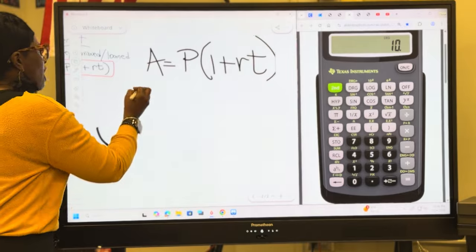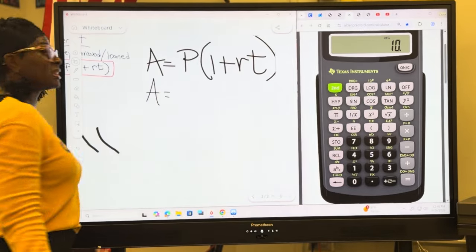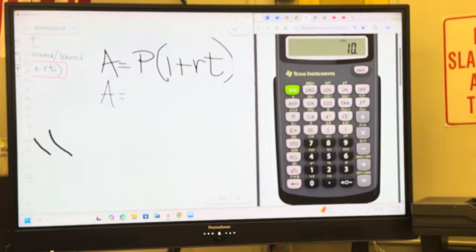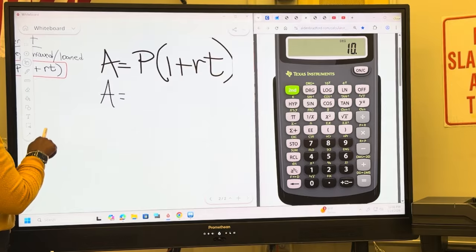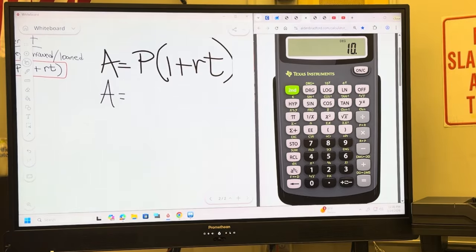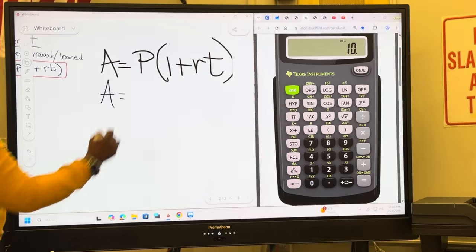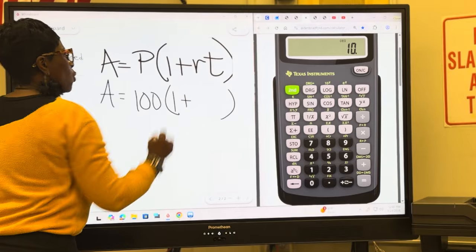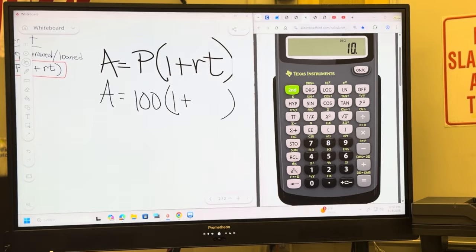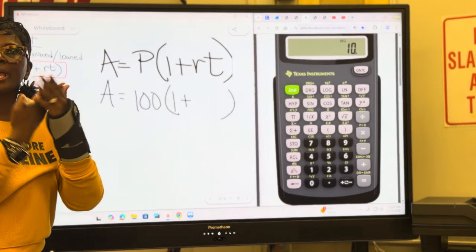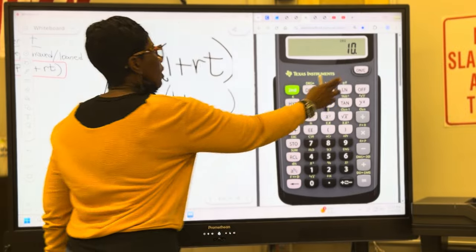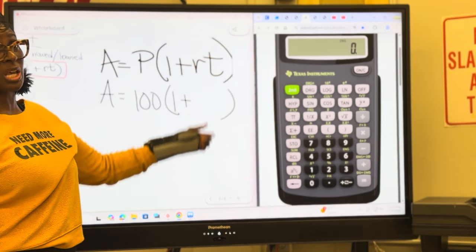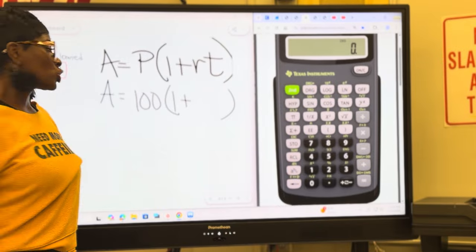So let's plug in what we got. What does this A mean? It's the amount of money that Aiden is going to owe me at the end, at maturity. What does P stand for? What's his initial value? 100. Times 1 plus, what was the rate? What is the percent that I am charging him? 10. So what if I don't know what 10% looks like as a decimal? Because you can't put 10% with a percent sign in here, right?